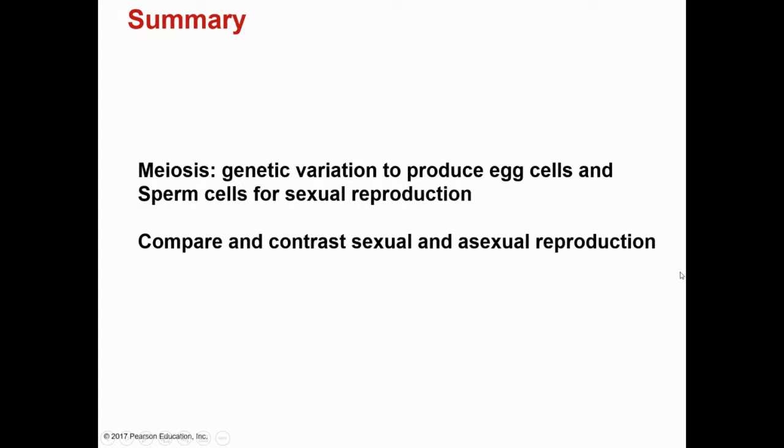So the summary of this video is that meiosis gives us genetic variation to produce egg cells and sperm cells for sexual reproduction that give us genetic variation. We also compared and contrasted sexual and asexual reproduction.